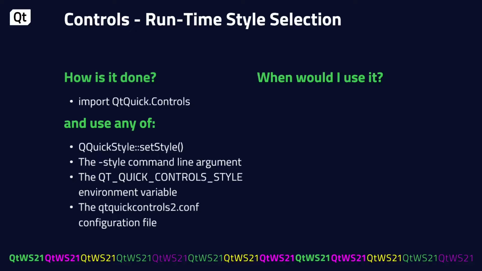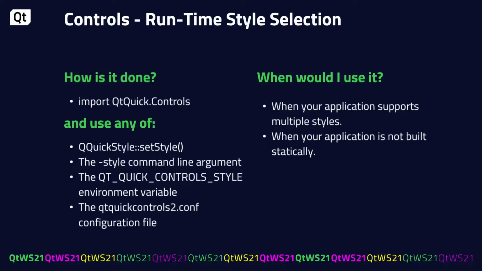When would you use runtime style selection? When your application supports multiple styles. So for example, if you want to support the material and universal style in your application and you want the user to be able to switch between the two, then you would use runtime style selection. Or when your application is not built statically, we'll cover that in the next slide. And another note about this is runtime style selection can't be fully supported by the Qt compiler because the necessary information is only available at runtime.